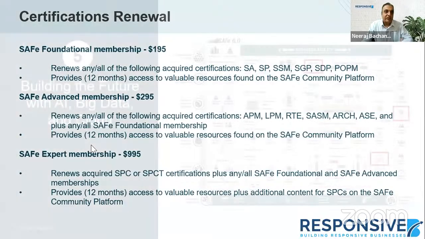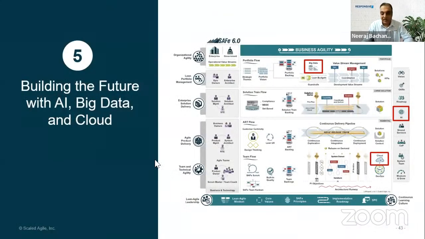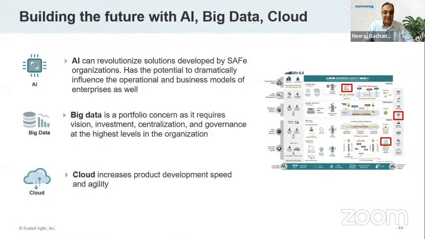Definitely. So, my last part, this is something which has been very interestingly introduced, what we Lean Agile agents, what we SPCs and SPCTs are calling ABCD. Right? So A stands for AI, B stands for big data, C stands for cloud, and D stands for DevOps, although DevOps was already introduced in 4.5. Right? But why are we bringing in all these together?